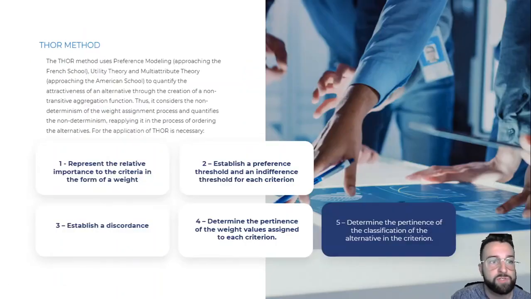The THOR method uses preference modeling, approaching the French school, and utility theory and multi-attribute theory, approaching the American school, to quantify the attractiveness of an alternative to the criterion of a non-transitive aggregation function. Thus, it considers the non-determinism of the weight assignment process and quantifies the non-determinism, repeating the process for all the other alternatives. Well, through the use of fuzzy set theory, it is possible to quantify the uncertainty of the process.